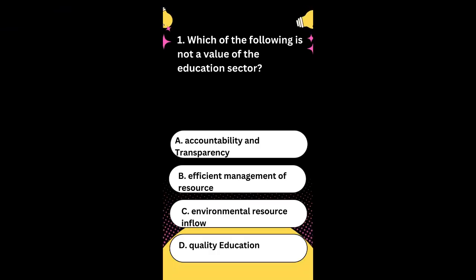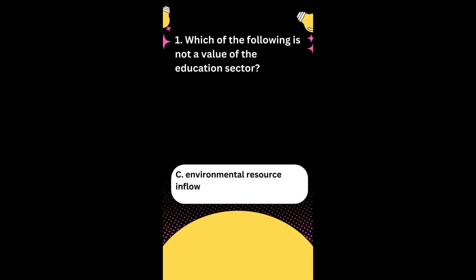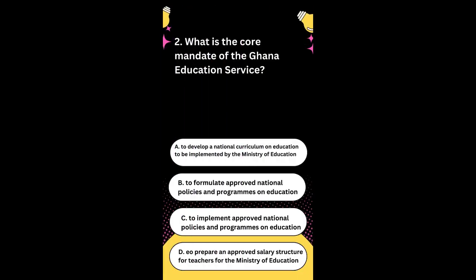1. Which of the following is not a value of the education sector? A. Accountability and transparency. B. Efficient management of resource. C. Environmental resource inflow. D. Quality education. The correct answer is C. Environmental resource inflow.